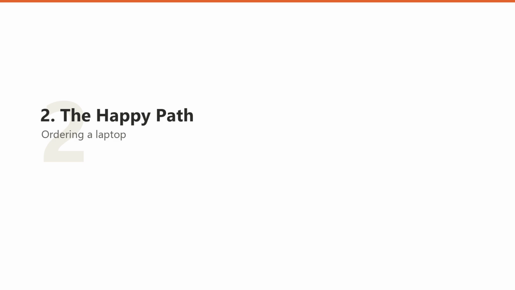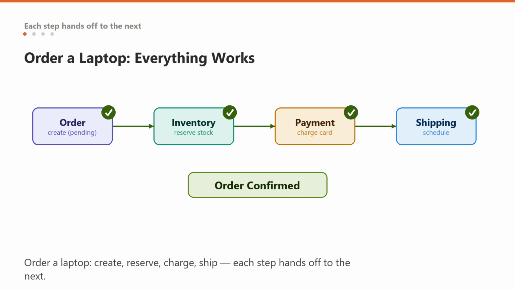Concept 2: Let's walk the happy path with a real example, ordering a laptop. You click Buy on a laptop. Step 1: The order service creates the order in a pending state. Step 2: The inventory service reserves one laptop from stock. Step 3: The payment service charges your card. Step 4: The shipping service schedules delivery.